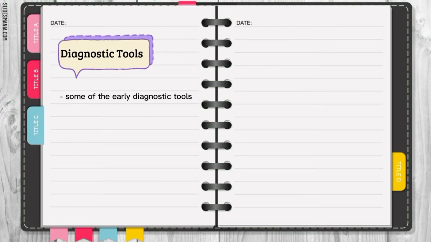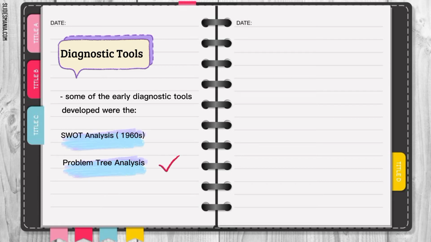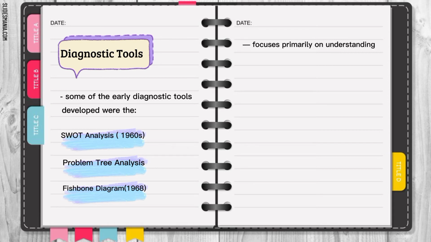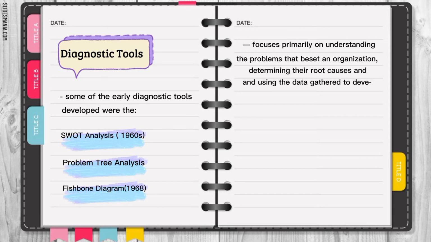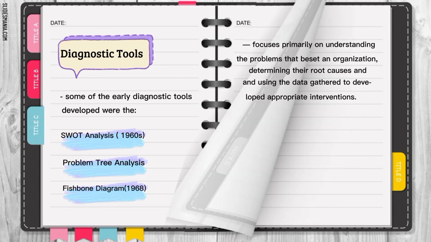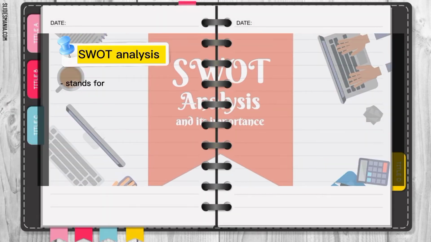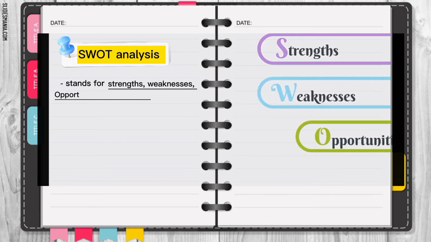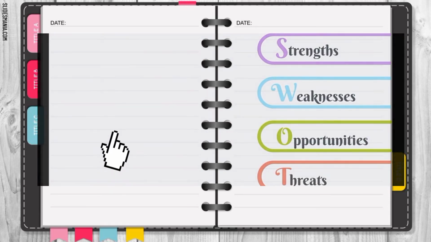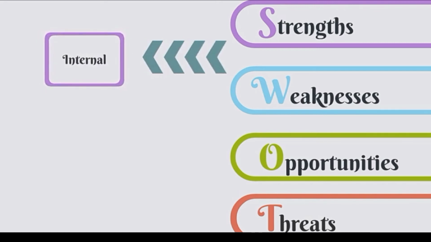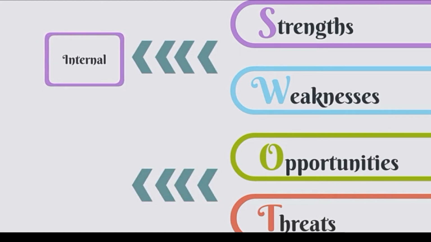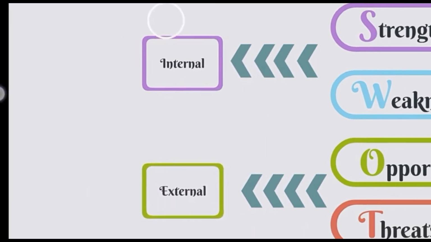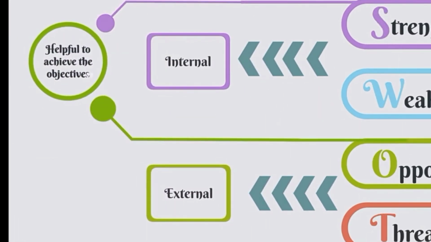Diagnostic tools. Some of the early diagnostic tools developed were the SWOT analysis, problem tree analysis, and fishbone diagram. These tools focus primarily on understanding the problems that beset an organization, determining their root causes, and using the data gathered to develop appropriate interventions. SWOT analysis stands for strengths, weaknesses, opportunities, and threats. Strengths and weaknesses serve as the internal origin attributes of the organization, while opportunities and threats are the external origin attributes of the environment.